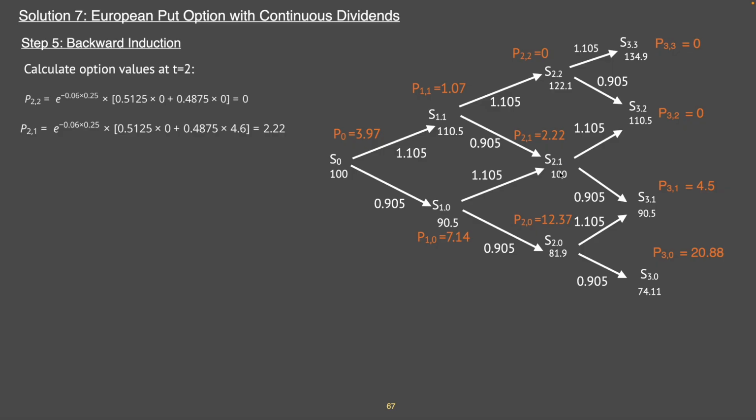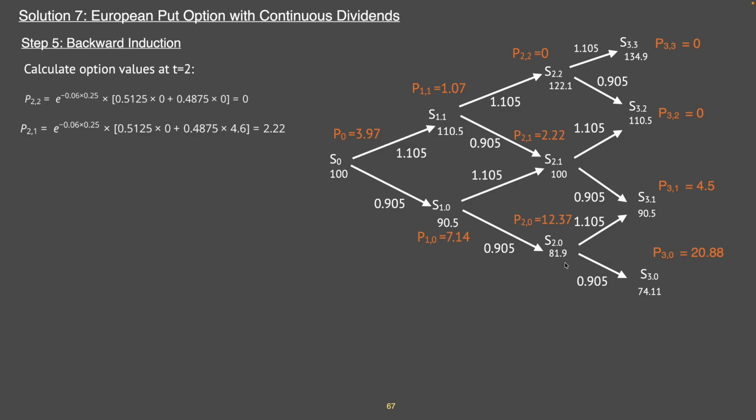Here the stock price of 100 is greater than the strike price, but still the option has got some value because the option has a probability of going down to 90.5 at a later stage. That is why this option is still having some value.